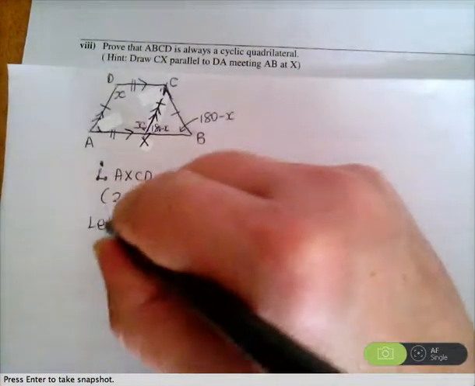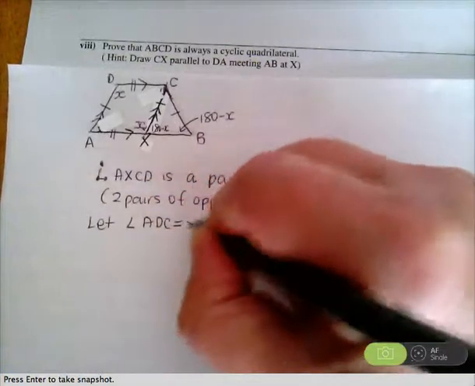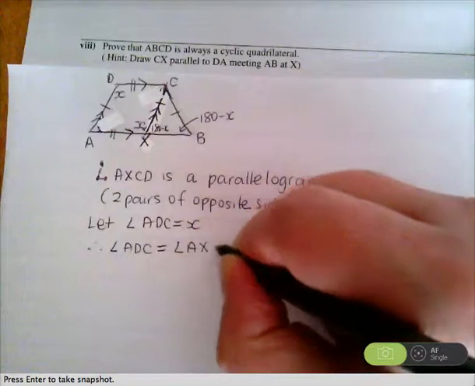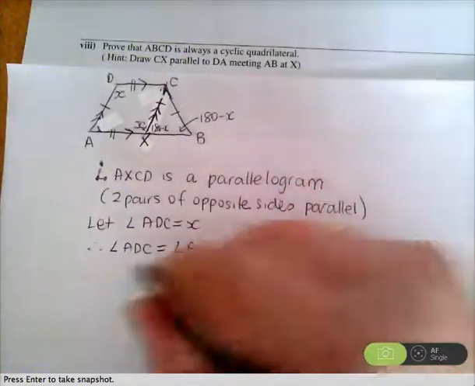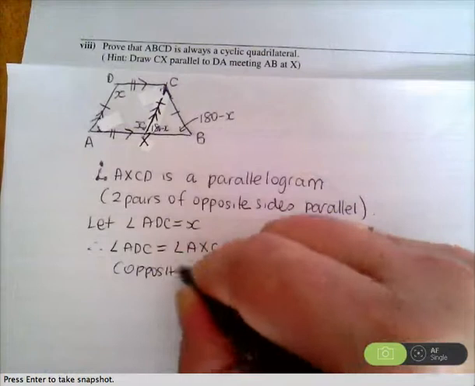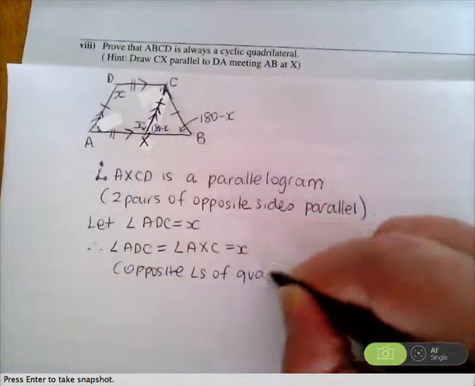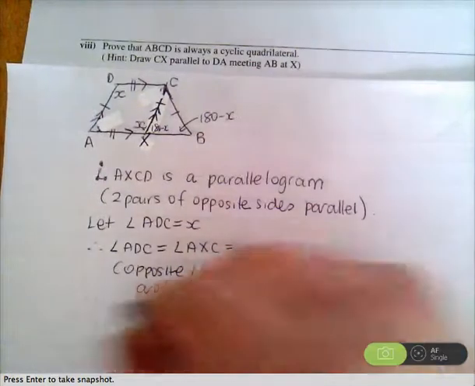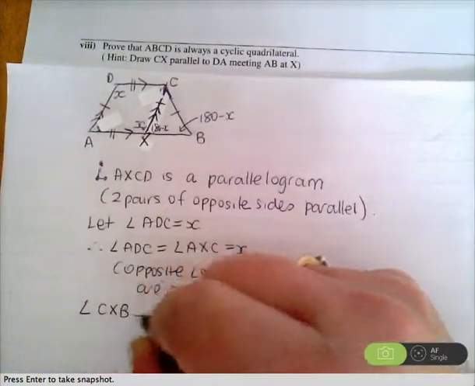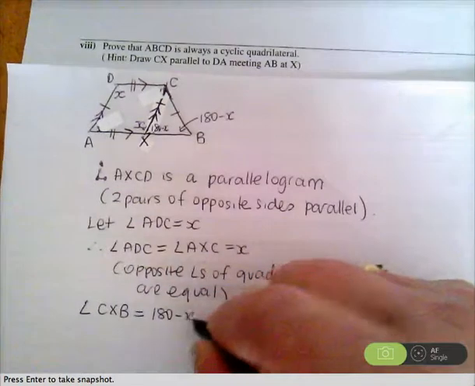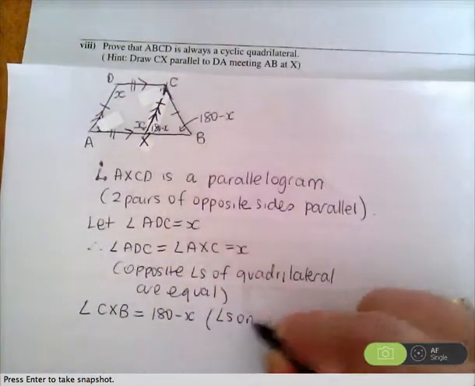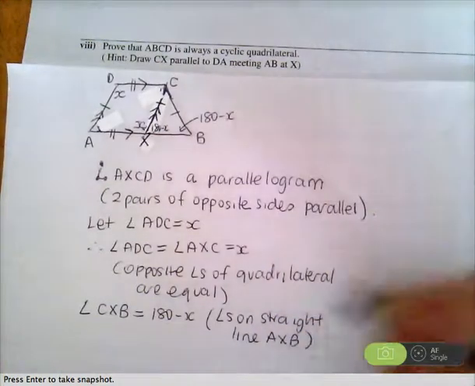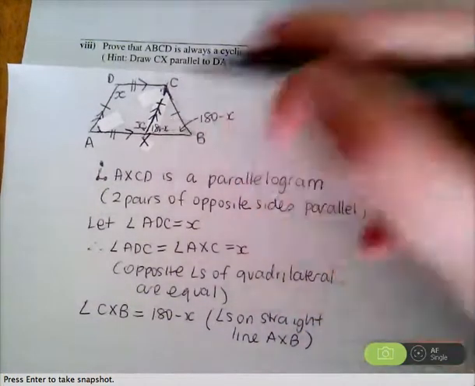Now, then I'm going to say, let angle ADC equal x. Therefore, angle ADC is equal to angle AXC, which equals x. Reason, opposite angles of a parallelogram are equal. Then I can say, well, angle CXB is equal to 180 minus x. Reason, angles on straight line AXB. Okay, so I've got that this angle here is 180 minus x.